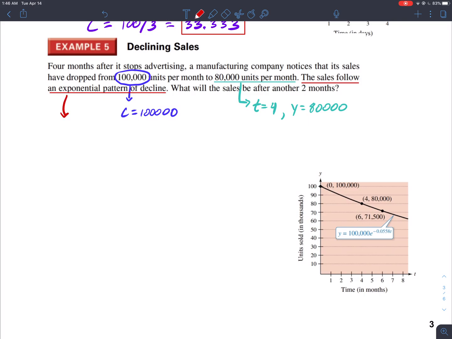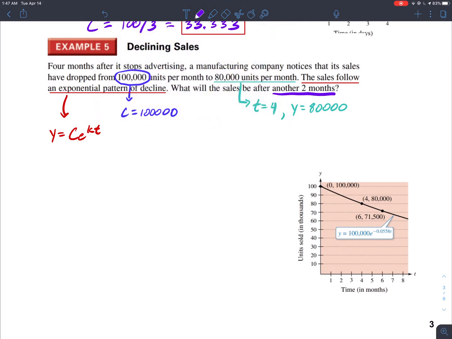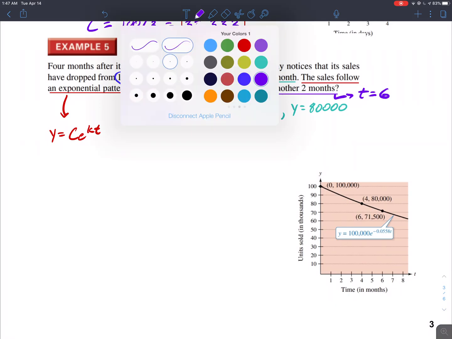Bingo. Now we know we've got y equals Ce^(kt). As soon as we know that, we can plug directly into our formula and start finding what they asked for, which is what will the sales be after another 2 months? So what will the sales be after 6 months? Another 2 months means t equals 6, because we started after 4 months and we got 2 more months passing.